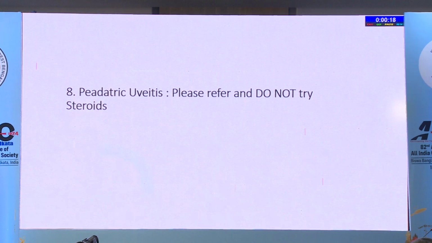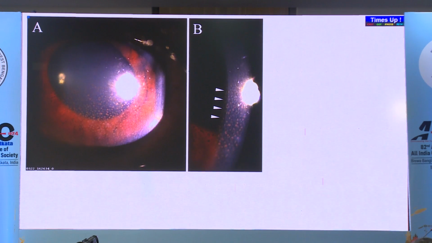Pediatric uveitis, it's very tough even for the uveitis experts. So never ever treat children if you do not have the paraphernalia. Please refer, please do not start them on steroids. We do have very good drugs, biologics and all, which should be given initially.